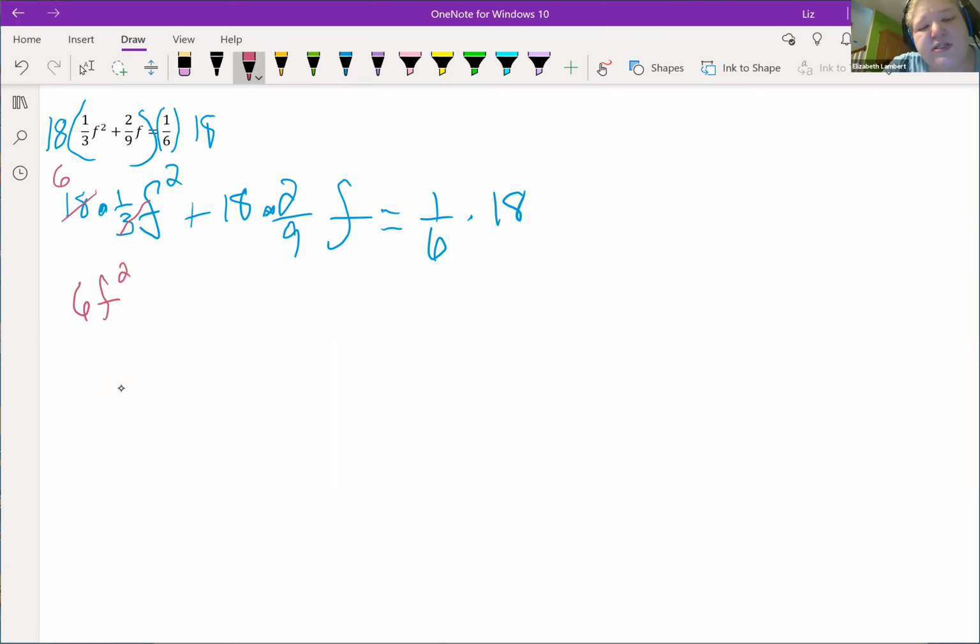Then here, 9 goes into 18 twice. 2 times 2 is 4f equals 6 goes into 18 3 times, like I was saying before, so we have 3. And now notice 6, 4, and 3, there's not a common number between them. They're not all even, or they're not all divisible by 3. So this is the smallest integer quadratic that will have the same solutions as the original quadratic.